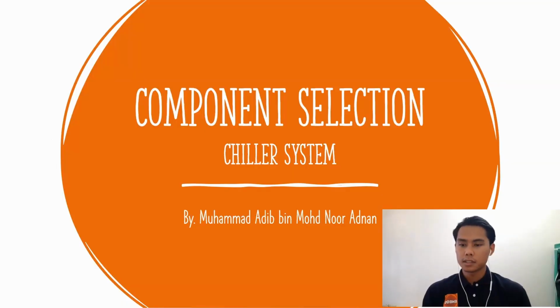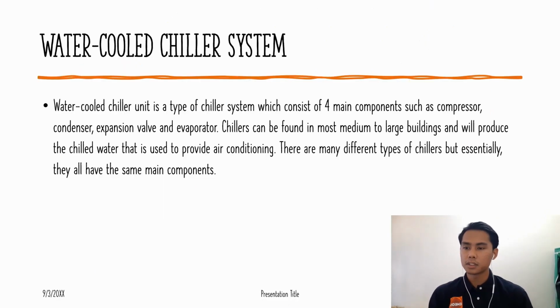Assalamualaikum. My name is Muhammad Adib bin Muhammad Nur Adnan. I'm going to share about the component selection that we use in this building, which is the chiller system. This building is using a water-cooled chiller system, which is a type of chiller system that consists of four main components: compressor, condenser, expansion valve, and evaporator.